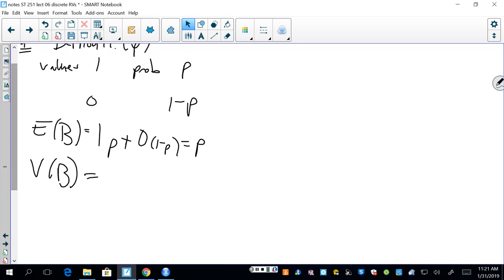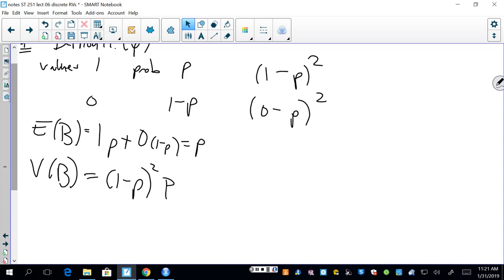The values minus the means. There's two values, 1 and 0. Subtract the mean, which is p, and square it. And then multiply those squared deviations by the fraction of times you get 1 or the fraction of times you get 0. So you get 1 minus p squared times its probability that it happens, and then 0 minus p squared times the probability it happens. And that's the variance formula for Bernoulli.